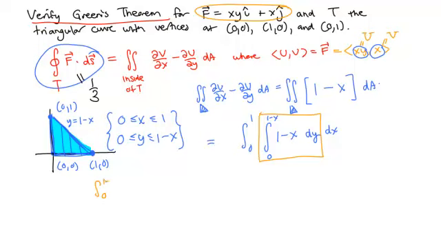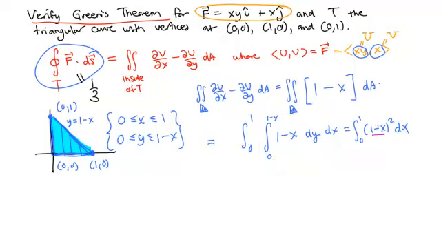The integral from 0 to 1 minus x of 1 minus x dy will be, well, 1 minus x is a constant, so it comes along for the ride. We'll get 1 minus x times y, evaluated from 0 to 1 minus x, which gives me a grand total of 1 minus x quantity squared. So now we need to go and integrate this expression. And so we'll integrate from 0 to 1, 1 minus x quantity squared dx.